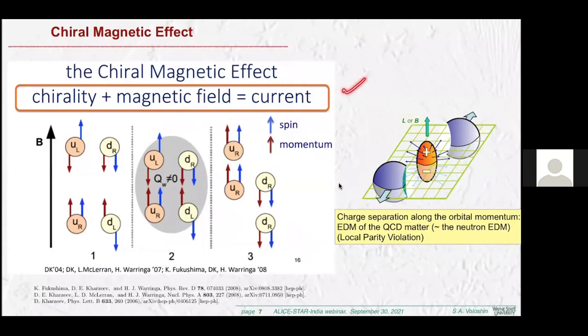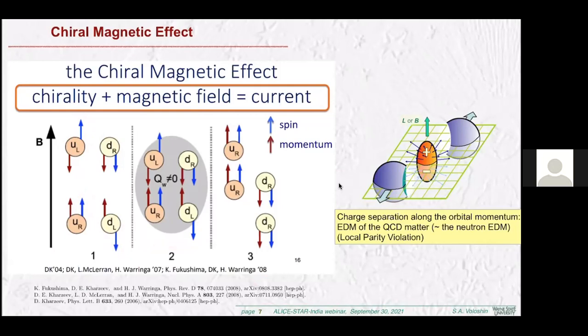Also, the name came later, probably not in 2007 or even later, probably 2008. What it is: if you have a strong magnetic field, this magnetic field aligns the spins, which are shown in red. For a positive particle with a magnetic moment, positive is up, for negative it's down. But if nothing else, and you have an equal number of left and right-handed quarks, there is nothing particular happening. You have quarks going up and quarks going down.